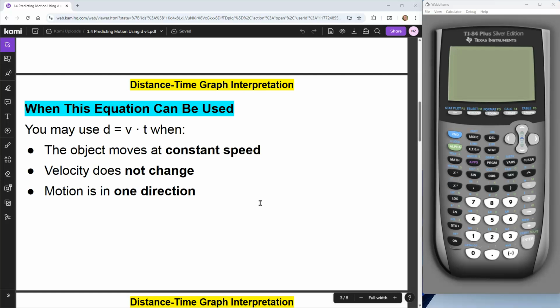So it's important that you understand this equation can only be used when an object moves at constant speed, meaning the speed does not change, the velocity does not change, and our motion is only in one direction. So you're not changing directions while the motion is occurring.